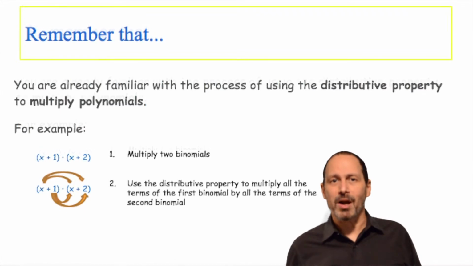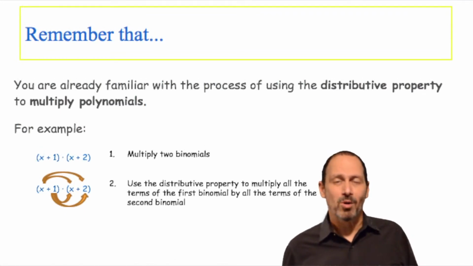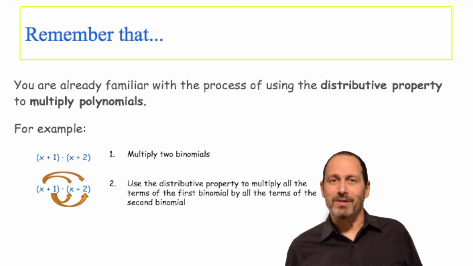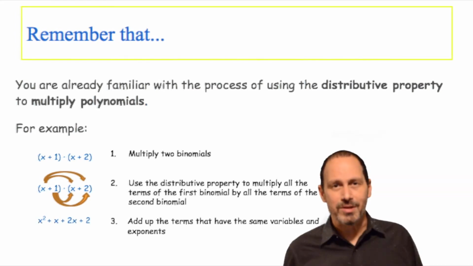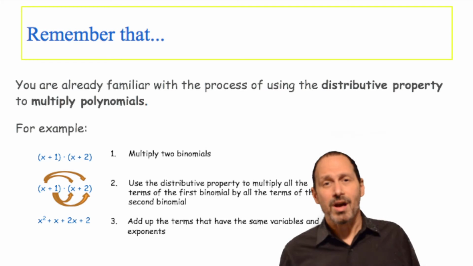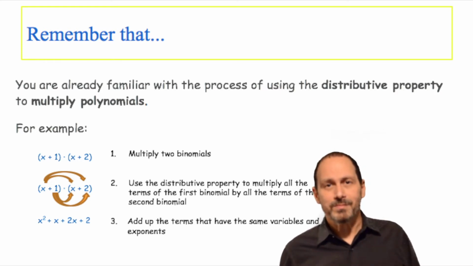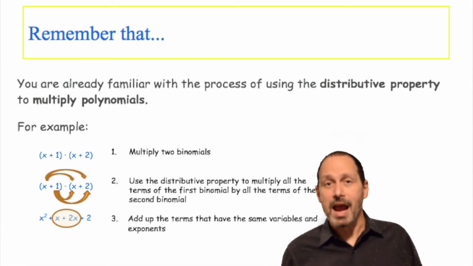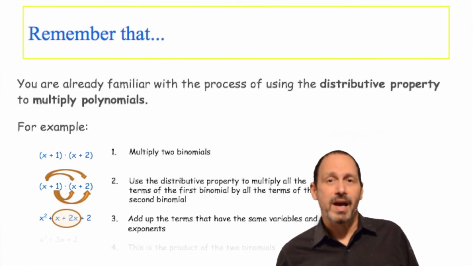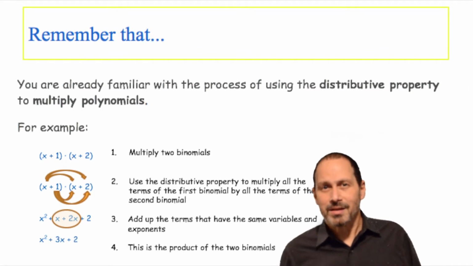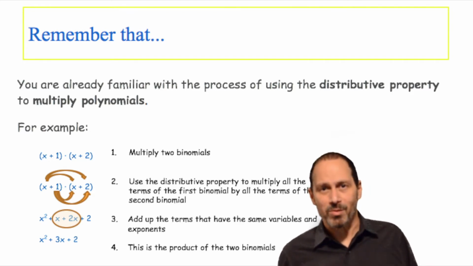Then we have to multiply all the terms of the first binomial by all the terms of the second binomial. This will give us x squared plus x plus 2x plus 2. We then have to add up the terms that have equal variables and equal exponents, and then we get x squared plus 3x plus 2. This is the product of multiplying these two binomials.